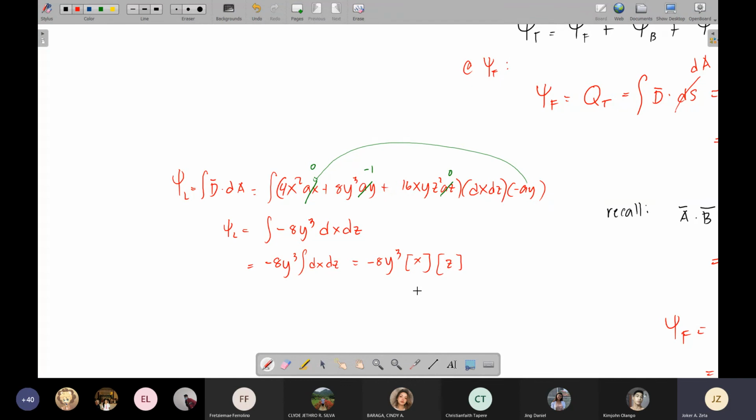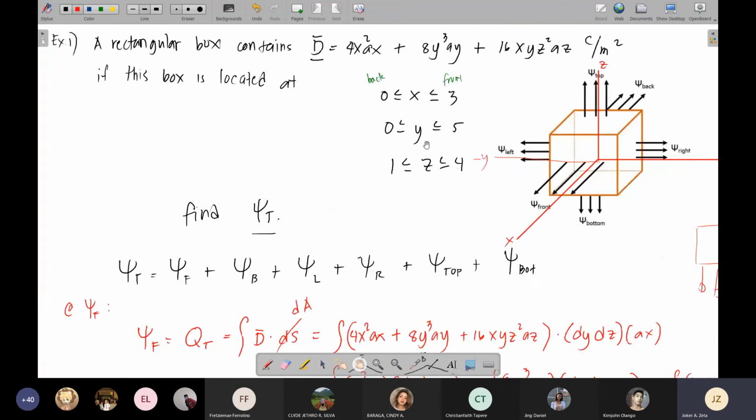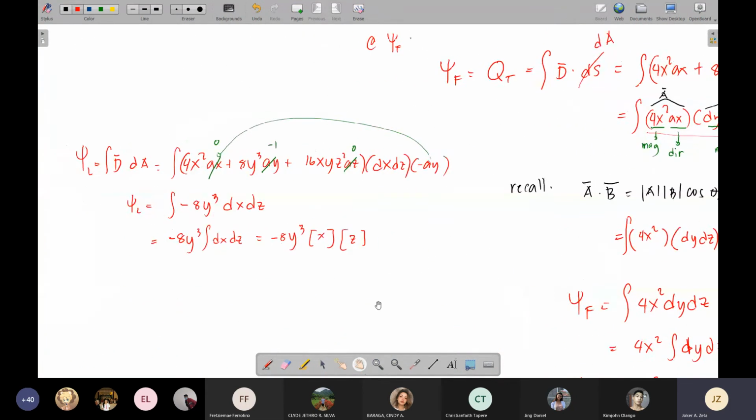Okay? So, recall the limits for x and z. For x, 0 to 3. For z, 1 to 4. Okay? 0 to 3. Yeah, 1 to 4. So this becomes negative 8y cubed times 3 times 4 minus 1. So this becomes 3 also. 3 times 3, 9. 9 times 8. So the flux at the left is negative 72y cubed.